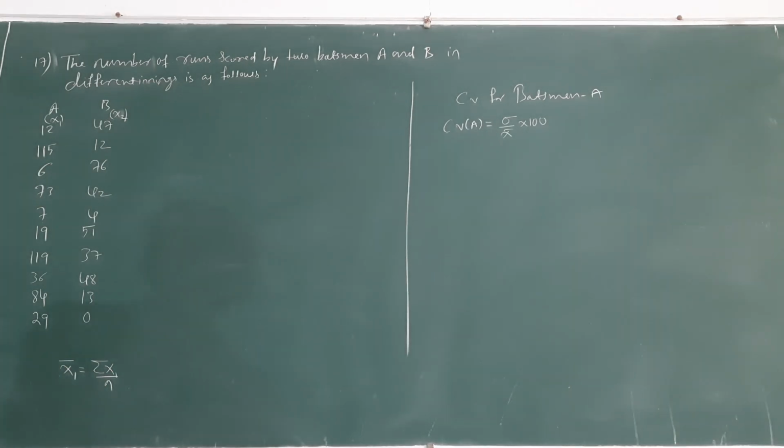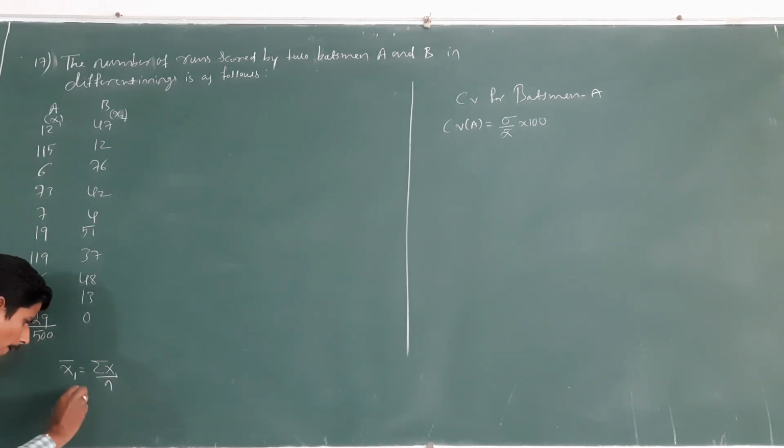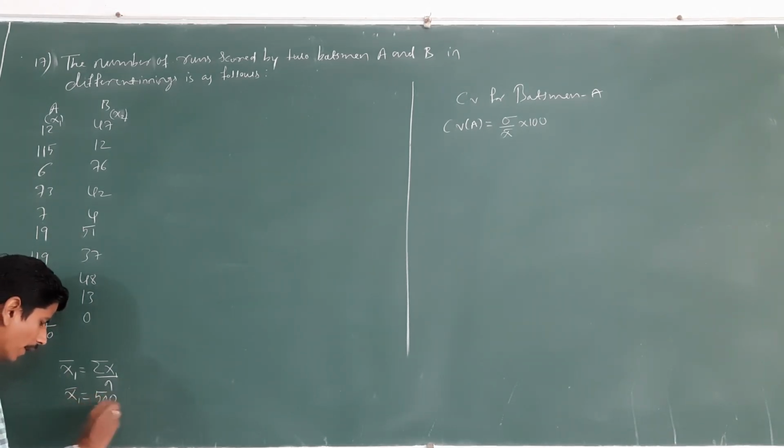Here the sum of x1 is 12 plus 115 plus 6 plus 73 plus 7 plus 19 plus 119 plus 36 plus 84 plus 29. Then we get 500. 500 divided by 10 gives 50. Here x1 bar equals 50.